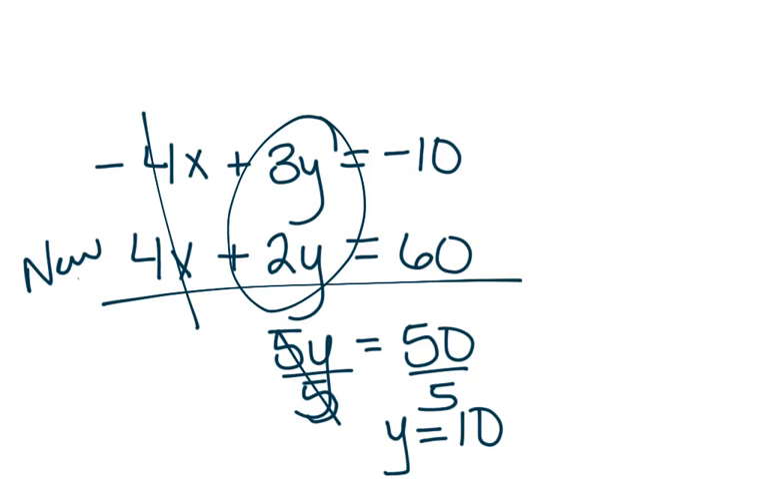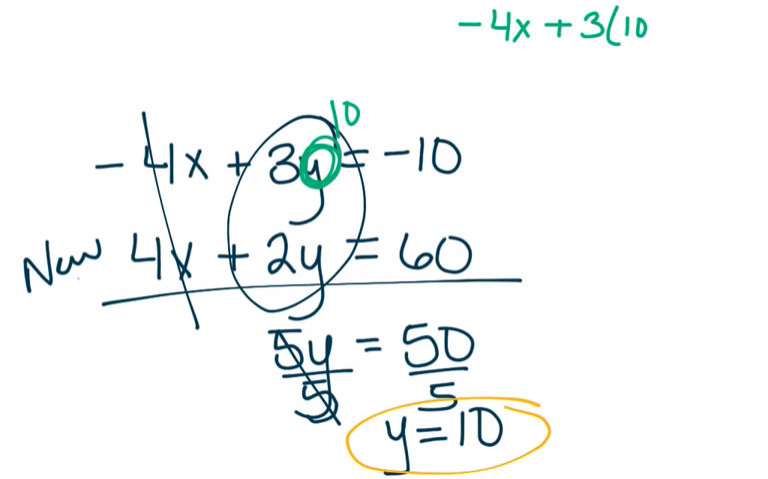Okay. So now we got to go back and find our x. We got y. Let's go find x. I'm going to use green. Let's use the top equation. So -4x, and instead of y, I'm going to put that 10 right there. So -4x plus 3 times 10 equals -10. So I got to solve this.